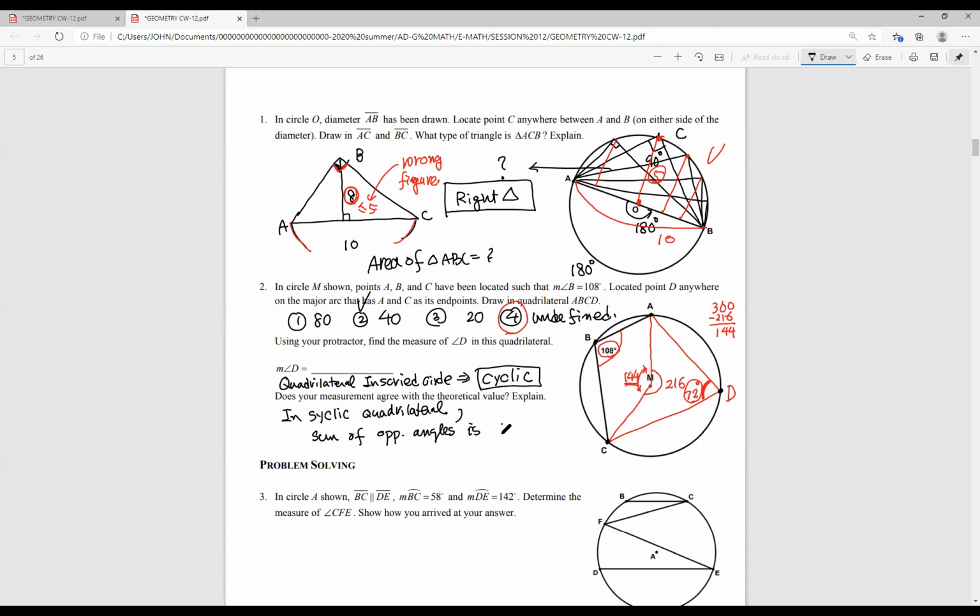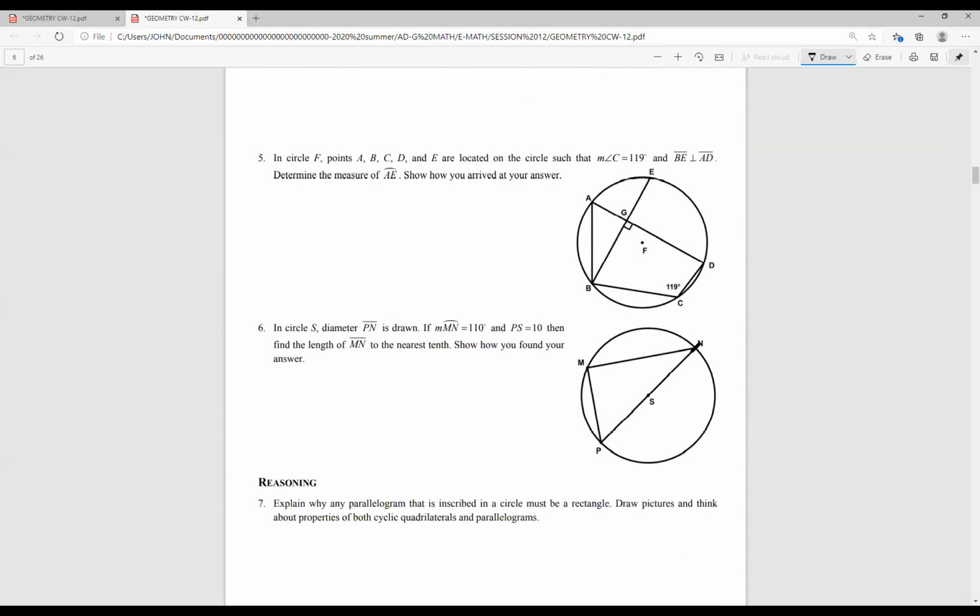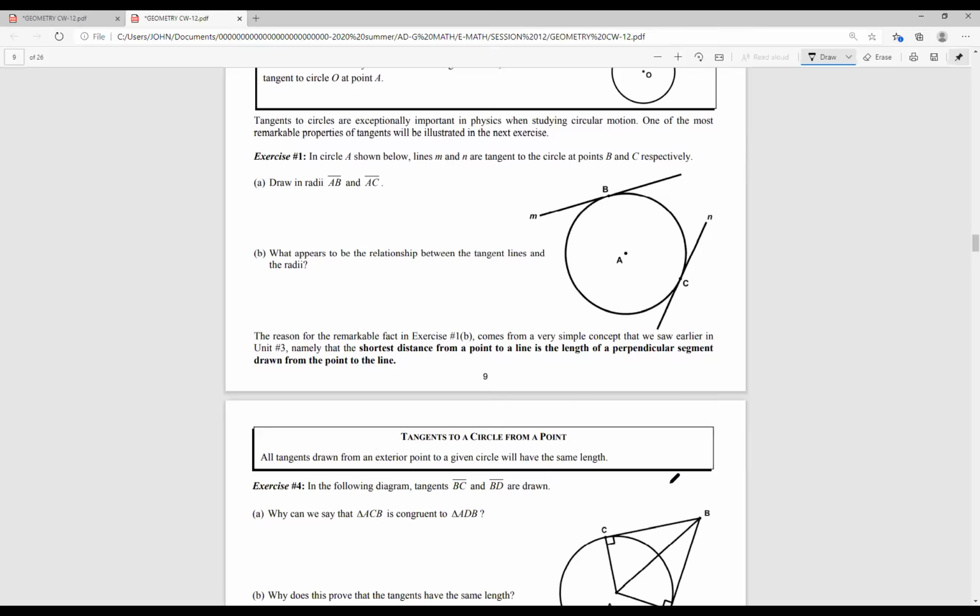Is always 180 degrees, okay? This angle plus this angle is 180, or this angle plus this angle is also 180. It's very interesting, right? So if you know this formula, this angle is how much? 180 minus 108 equals 72. I'm going to explain this one again, opposite angles, okay?